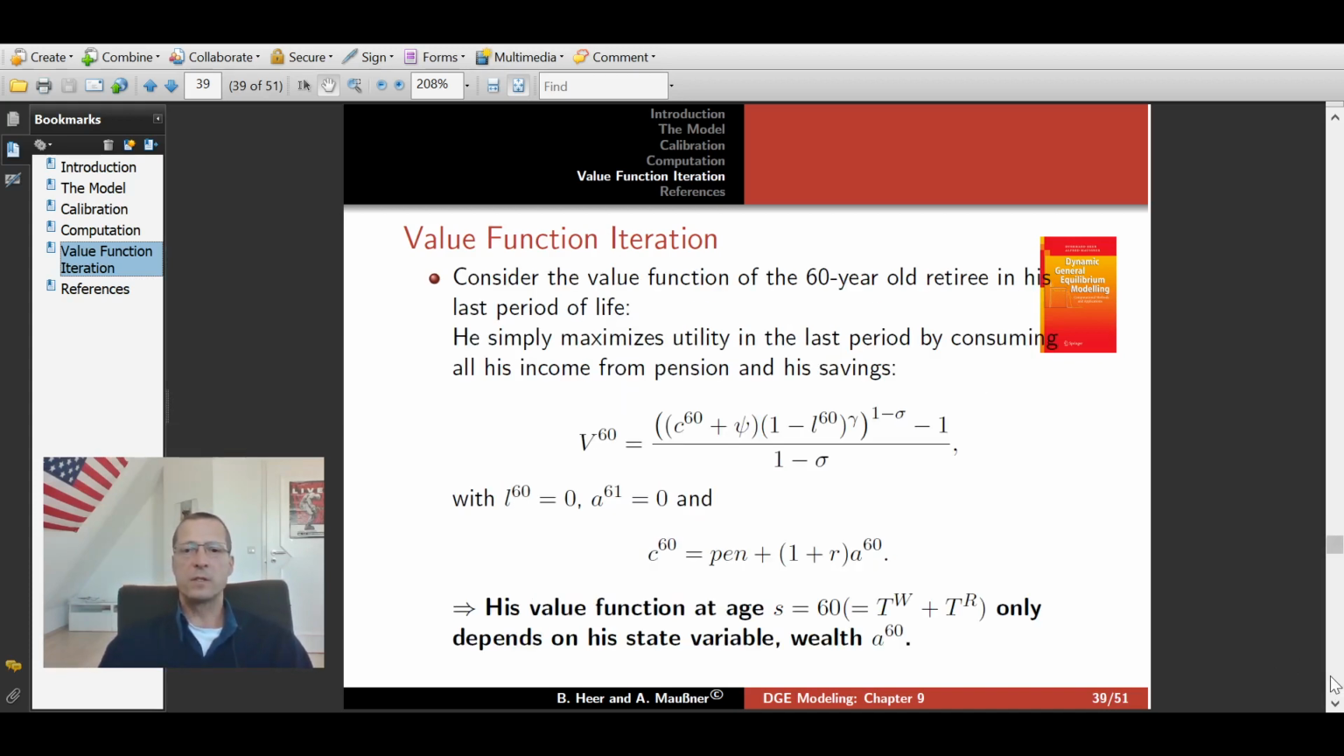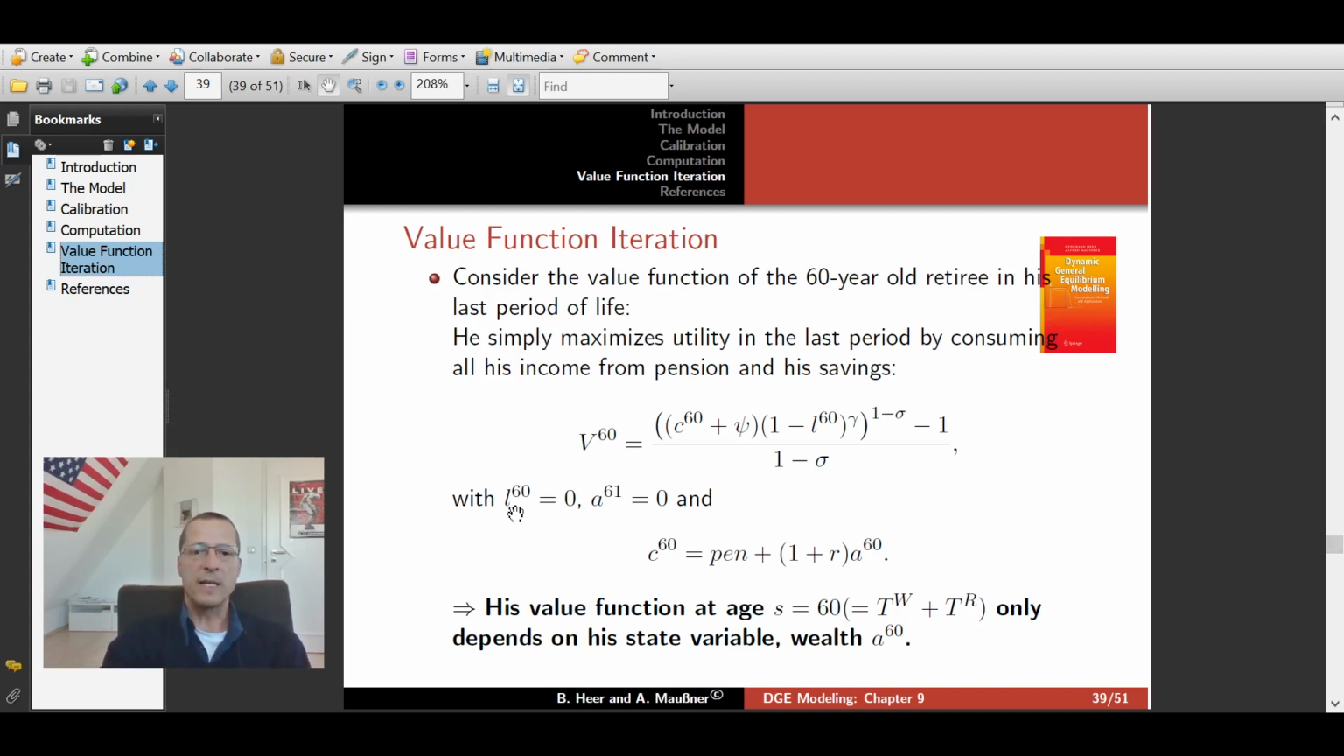Now let's consider the person who's 60 years old and dies in the next period. So we are in his last period of life and he knows he consumes all his pension and all his wealth and all the interest that he earns on his wealth, because there's no need to save anything for the next period. He will be dead anyway, and he has no bequest motive. He's not altruistic with respect to the next generation.